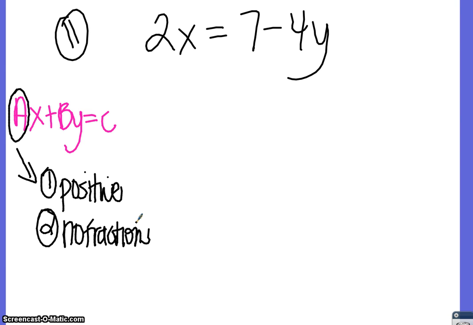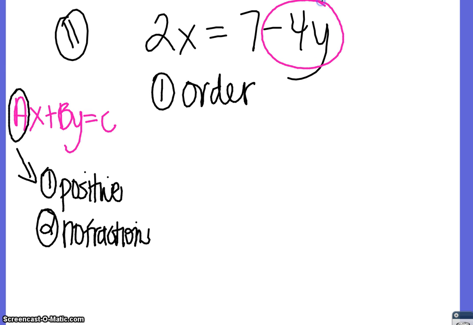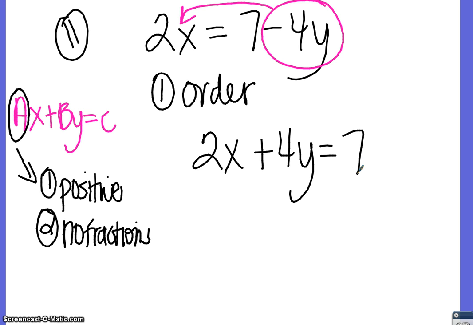The first thing I want you to do, step number 1, is going to be to get it in the correct order. So I know that I have an x has to be first, then my y, and the number, which is c, or my constant. So here's how we're going to work the order. If I have this negative 4y, and I need to move it to the other side. If it's minus, how do I move it to the other side? That's right, I'm going to add it. So what I should have is 2x plus 4y equals 7. So based on my information, my x and my y are on the left side of the equation, and my constant c is on the right-hand side of the equation.